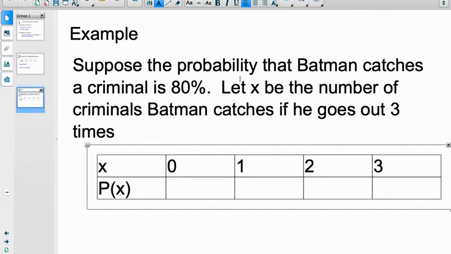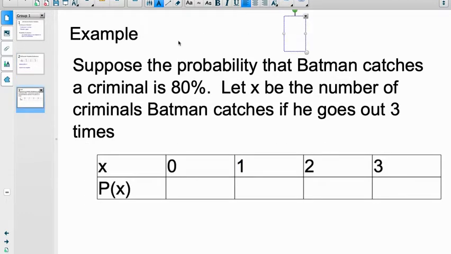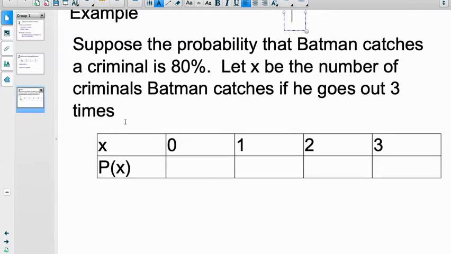Here's a little example. So suppose the probability that Batman catches a criminal is 80%. Let X be the number of criminals Batman catches if he goes out 3 times. So the outcomes, he can catch no criminals, 1 criminal, 2 criminals, or 3 criminals when he does this. I personally like to do a tree diagram to see the probabilities.